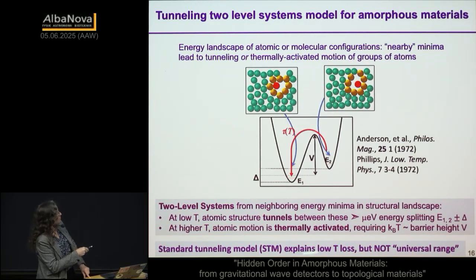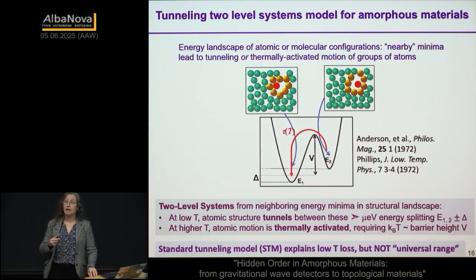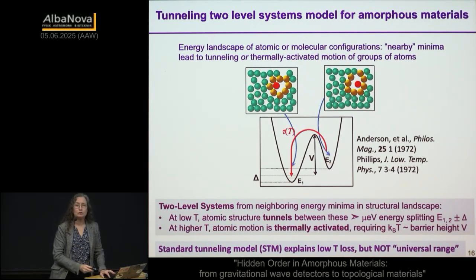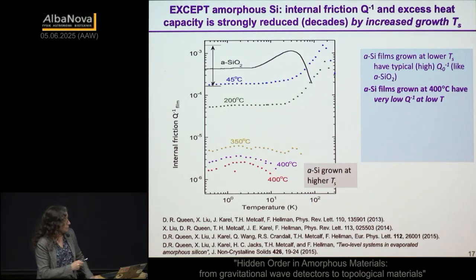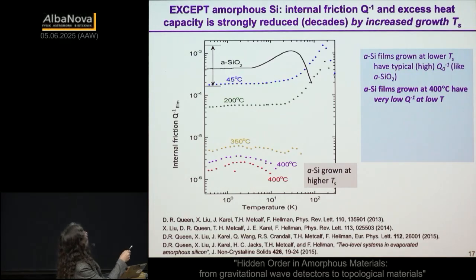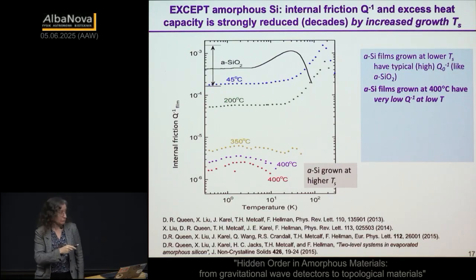Okay, so the standard tunneling model explains the low temperature loss and things like that. It does not explain why there is a universal number. So now I'm going to jump to what I've seen in amorphous silicon and why I talked about good and bad. So here is a plot of the internal friction. Remember, everything was up in this. The universal range is shown here by this little range, 10 to the minus 3 to 10 to the minus 4. Here is silica, which lies nicely in the middle of that universal range.